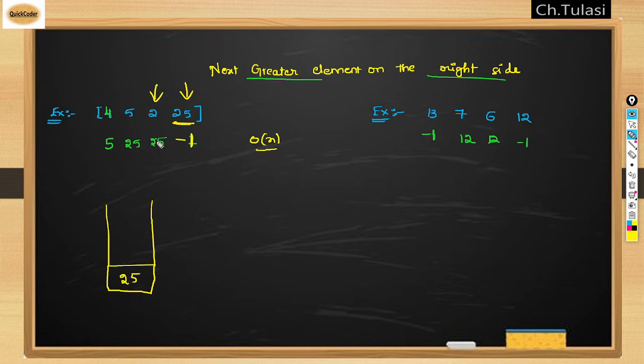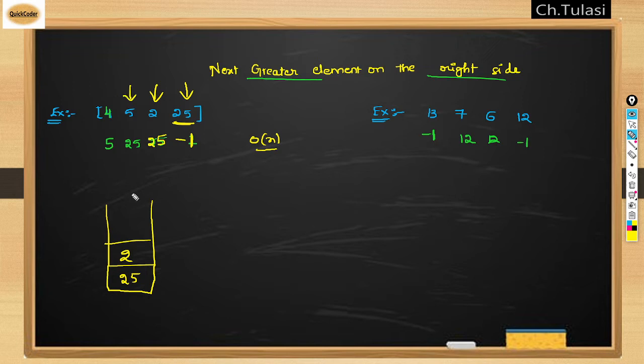And again, now I am here. Now I will check if my stack peek is greater than 2 or not. Yes, the stack peek is greater than 2, so I will print 25. The peek is 25, so I will print 25. Then I will push this 2. Every element will be pushed; there is no condition for that.